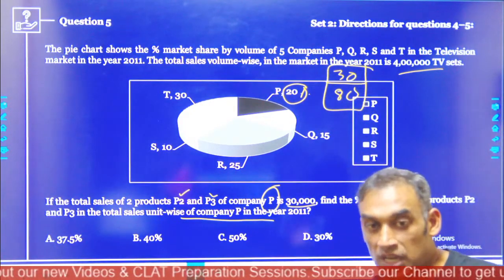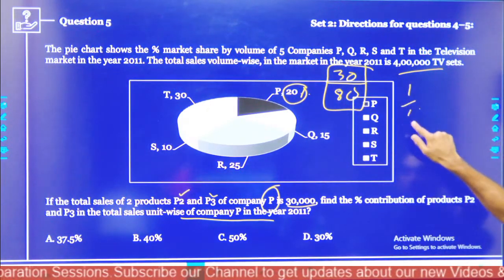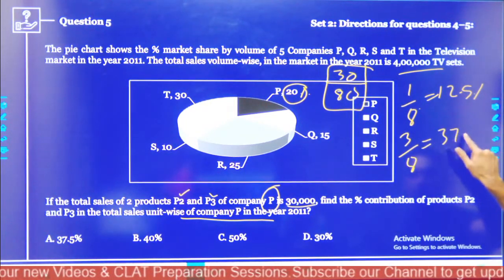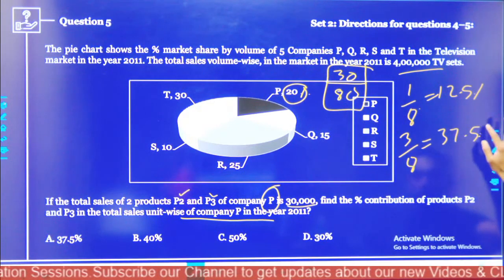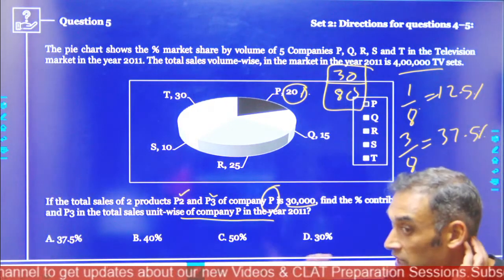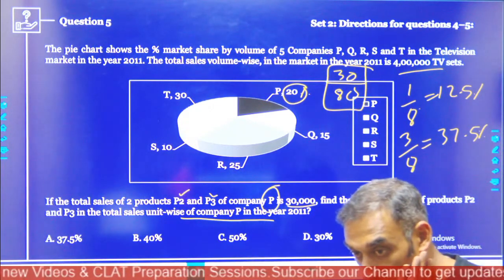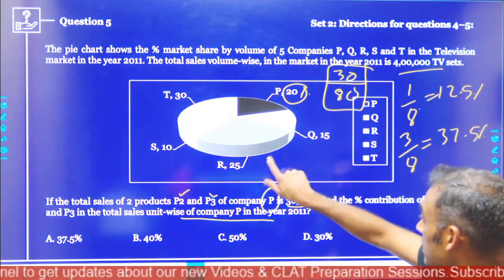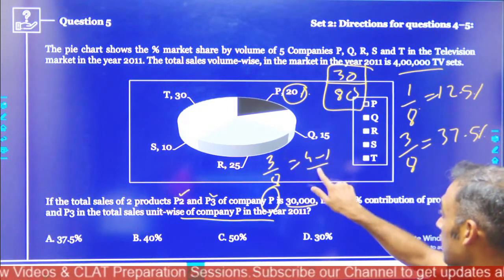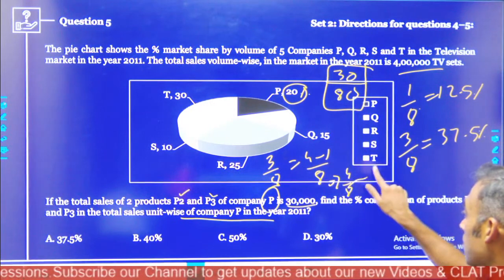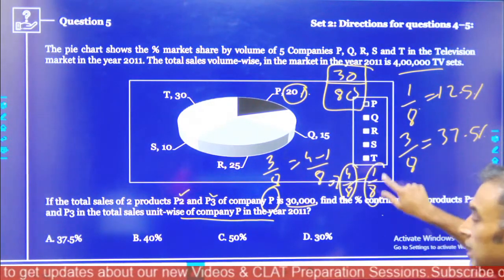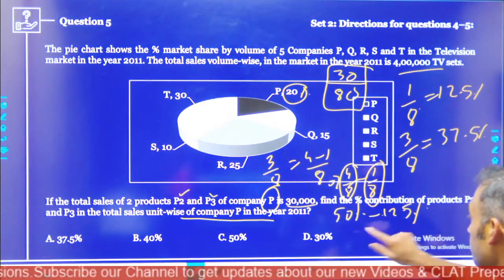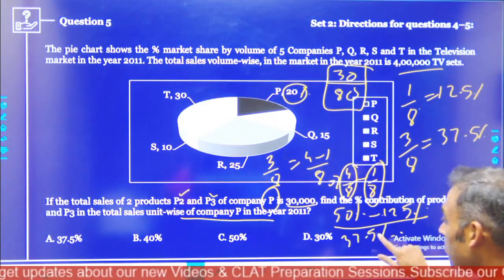What is 3 by 8? Now we need to get comfortable with percentages here. A 1 by 8 is a 12.5%, right? A 3 by 8 is nothing but a 37.5%. So you have to be comfortable. The moment you see this value, you should know 3 by 8 is 37.5. And one more thing, 3 by 8 is nothing but a 4 minus 1 by 8, or 4 by 8 minus 1 by 8. 4 by 8 is 50%. 1 by 8 is 12.5%. So 4 by 8 is 50% minus 12.5% is 37.5%.